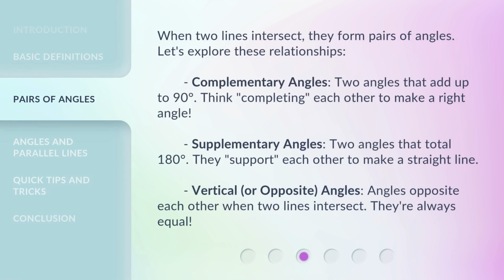When two lines intersect, they form pairs of angles. Let's explore these relationships. Complementary angles, two angles that add up to 90 degrees. Think, completing each other to make a right angle. Supplementary angles, two angles that total 180 degrees. They support each other to make a straight line. Vertical or opposite angles. Angles opposite each other when two lines intersect. They're always equal.